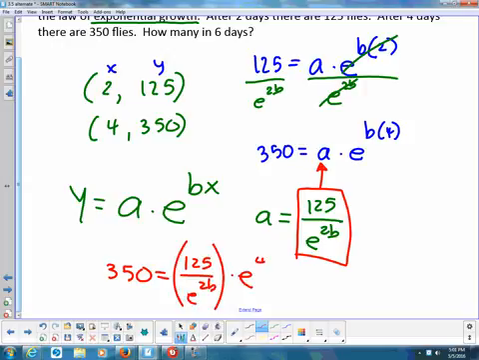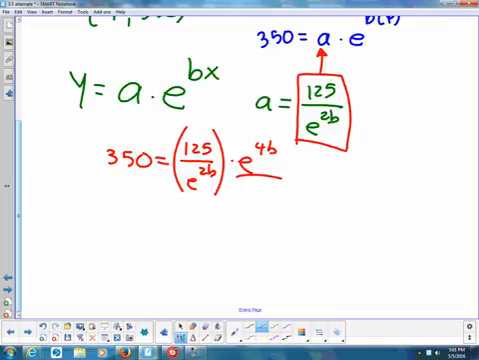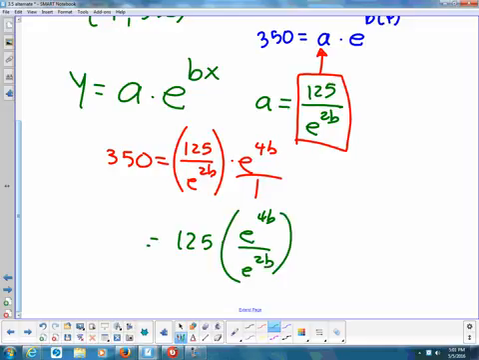times e to the b times 4, which is just 4b. So I can think of this as e to the 4b over 1, and notice I really have 125 times e to the 4b over e to the 2b if I kind of rearrange what I have here. And I think with this in mind, I can solve for b. Well, what is e to the 4b divided by e to the 2b?